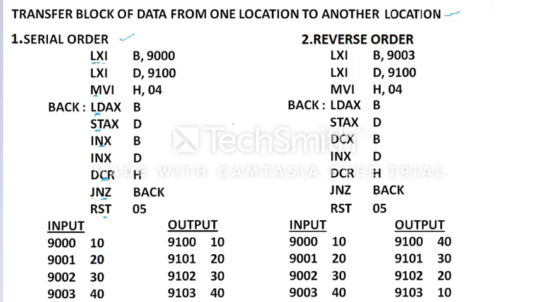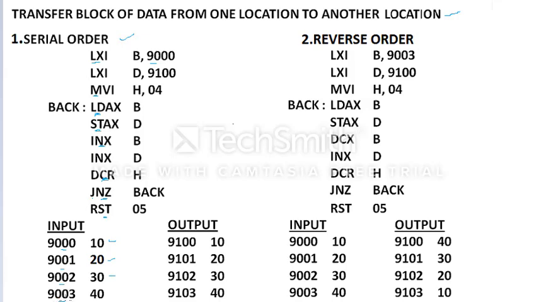So we'll see how to write a program. LXI B, 9000. Here I am taking input from the 9000 location. Like you can see here 10, 20, 30, 40. From 9000 onwards I am initializing my data, that is 10, 20, 30, 40. Those location values I am loading immediately into the BC pair. So that can be written as the instruction LXI B, 9000.